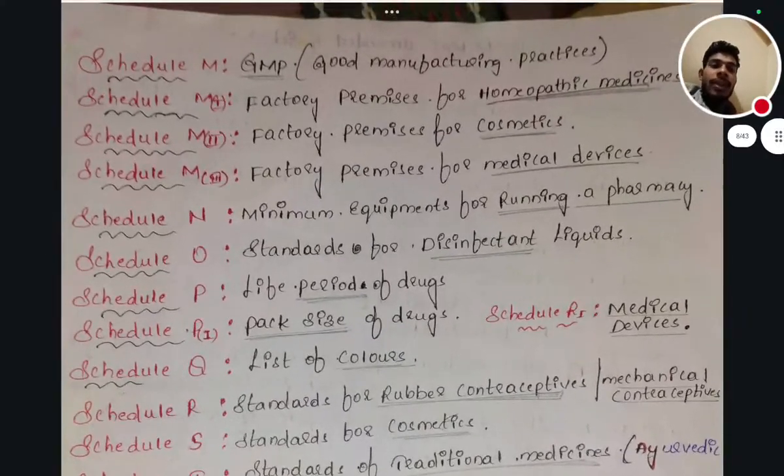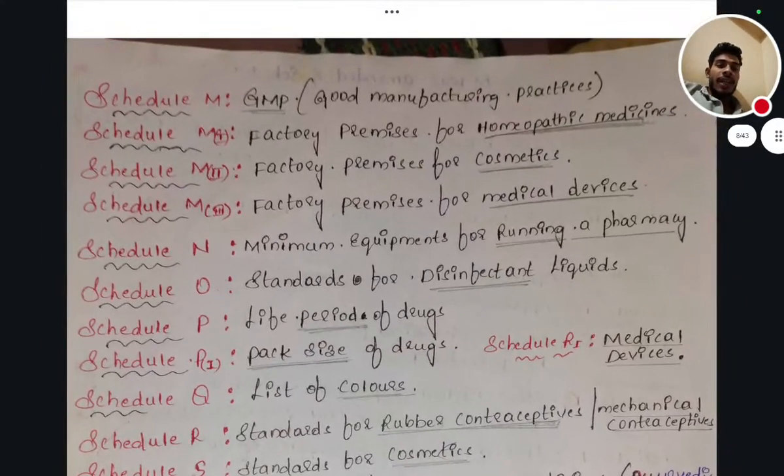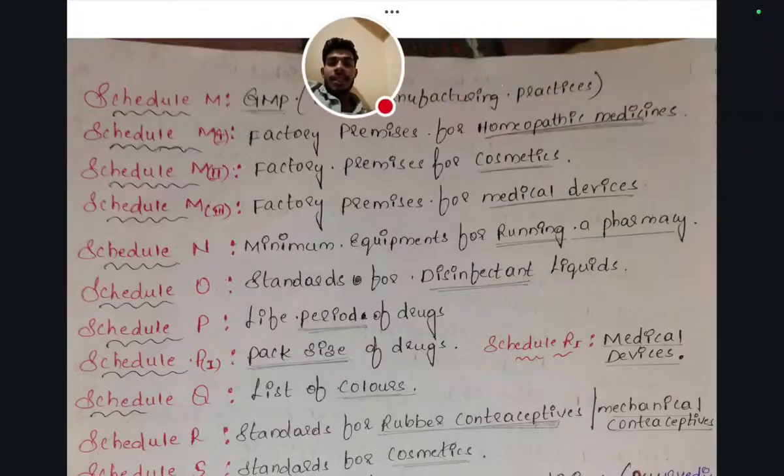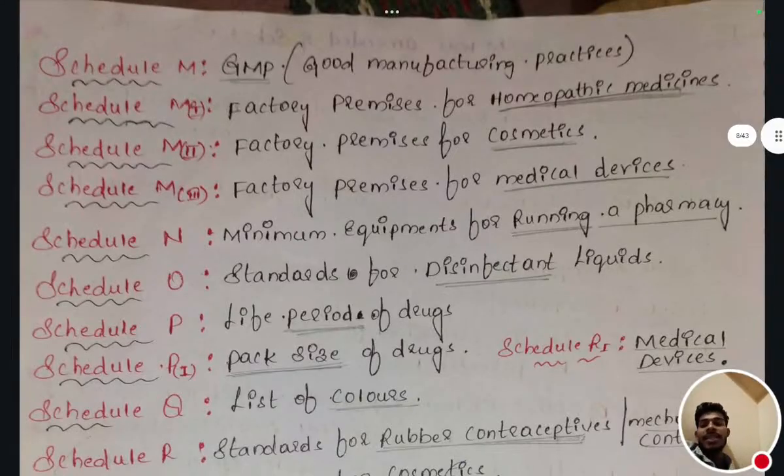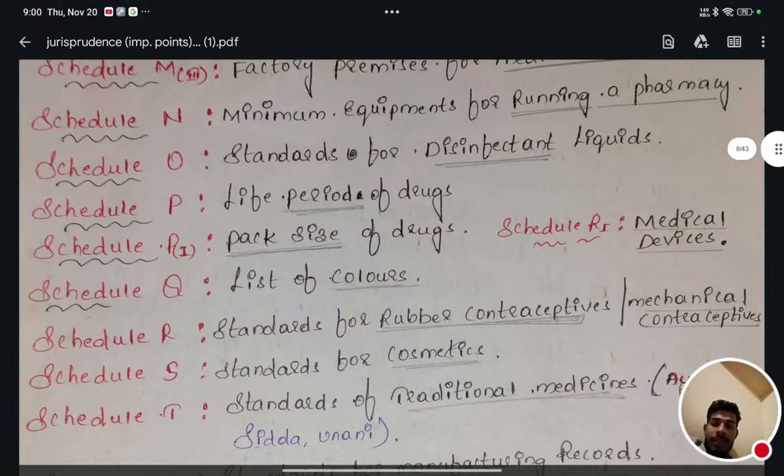Yes. See, I told you. Schedule M is good manufacturing practices. Then Schedule M1, factory premises for homeopathic medicine. M2 is factory premises for cosmetics. And M3, factory premises for medical devices. This M3 is very important. So you have to remember that.